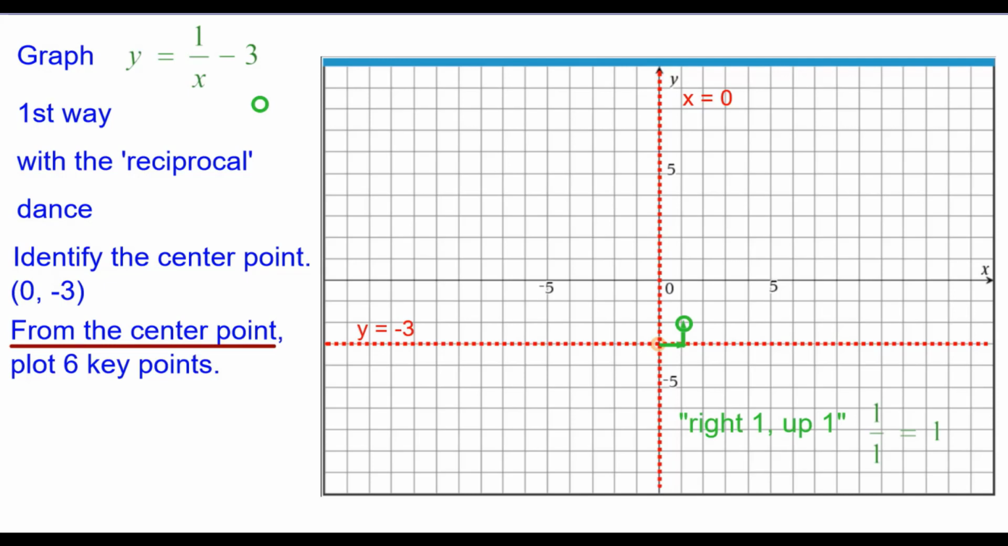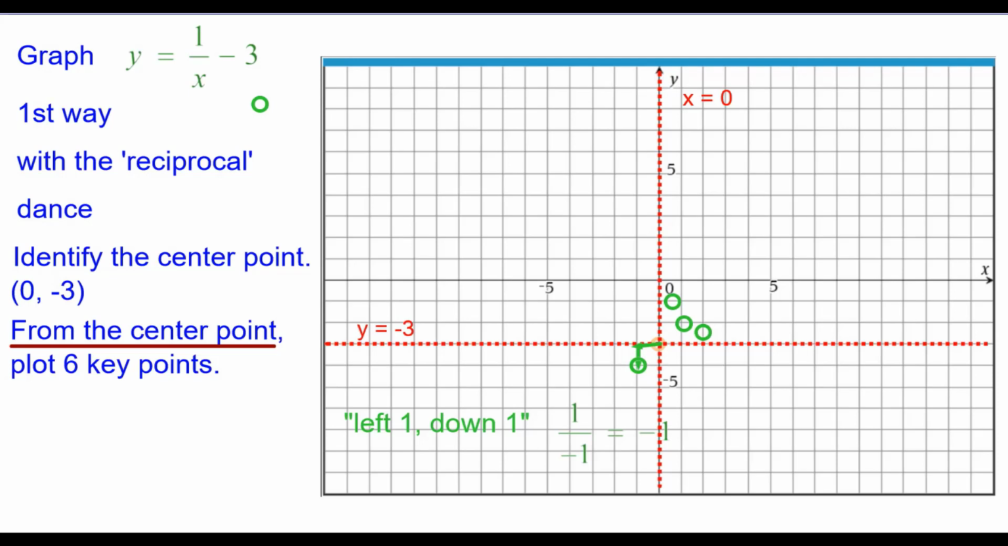The first one will be right 1, up 1 from there, because the reciprocal of 1 is 1. Right 2, up a half. The reciprocal of 2 is a half. And right a half, up 2, because the reciprocal of a half is 2.